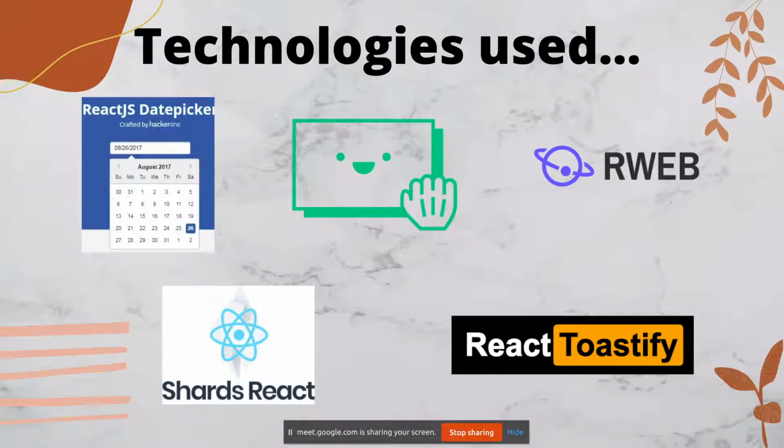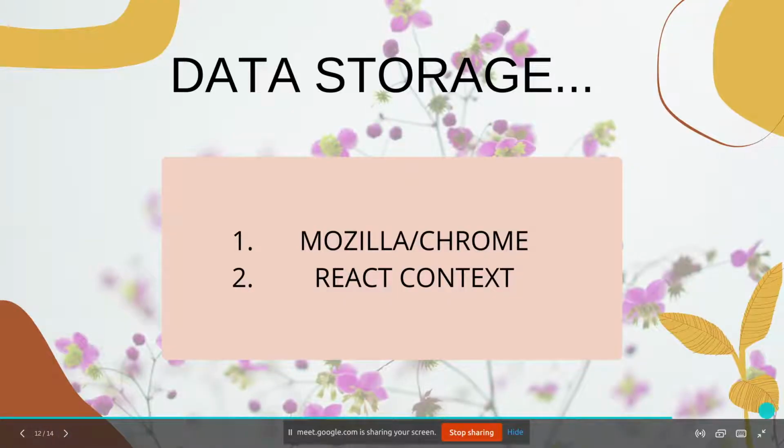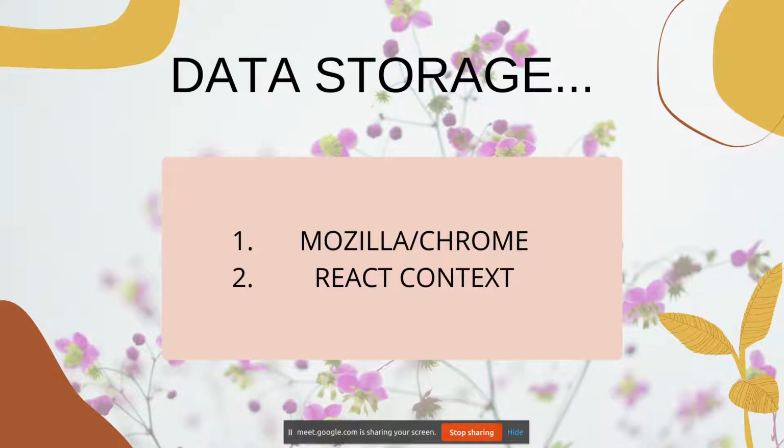As you all know, we all came across different brainstorming technologies while fabricating any project. So while designing Flashback, we used some of the technologies that are listed here, like Shards React, React Toastify, and React Date Picker. For data storage, we have used Mozilla Chrome and React Context.